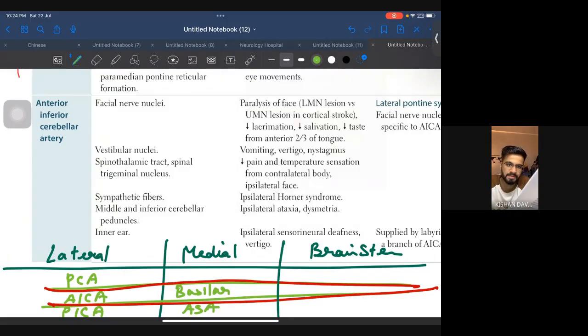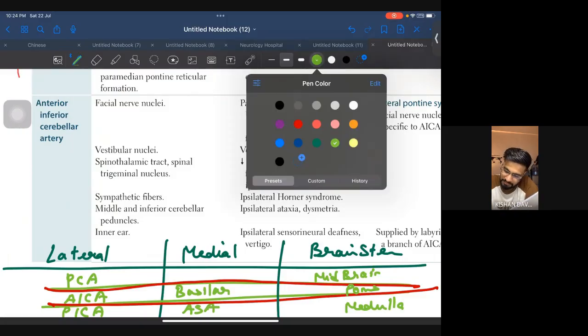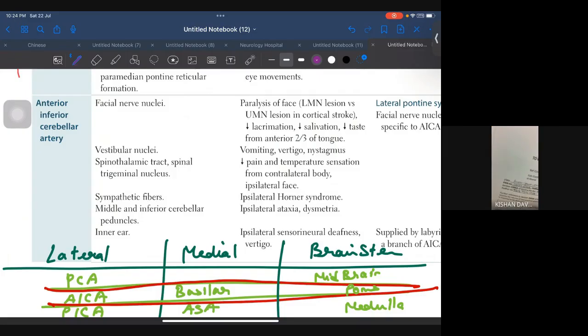All right, and the next one is this is the midbrain, this is the pons, and this is the medulla, and the cranial nerves that will be involved over here are 3, 4, 5, 6, 7, 8, 9, 10, 11, 12. And in order to know whether the lesion will be medial or lateral, divide your cranial nerve by 4.